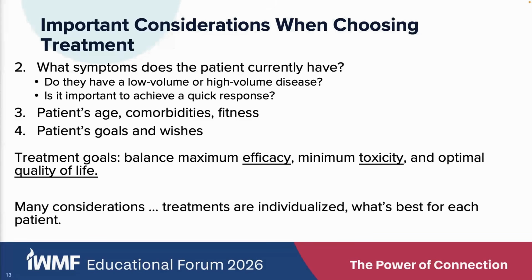And then last but not least is what the patient wants, so their goals and wishes. Again, most of the time we're able to offer them more than one treatment. So we might offer 2 or 3, for example, go over the advantages and disadvantages of each, and then make a decision together.